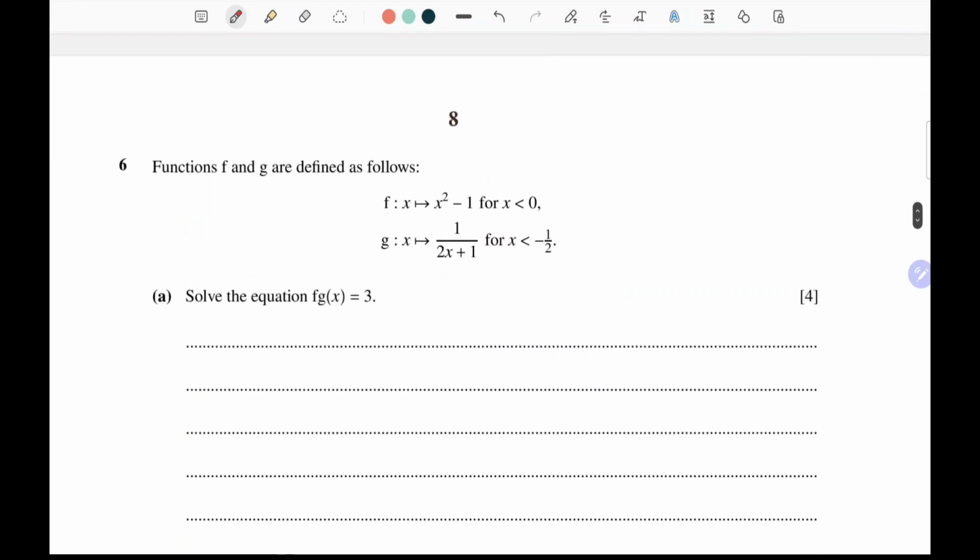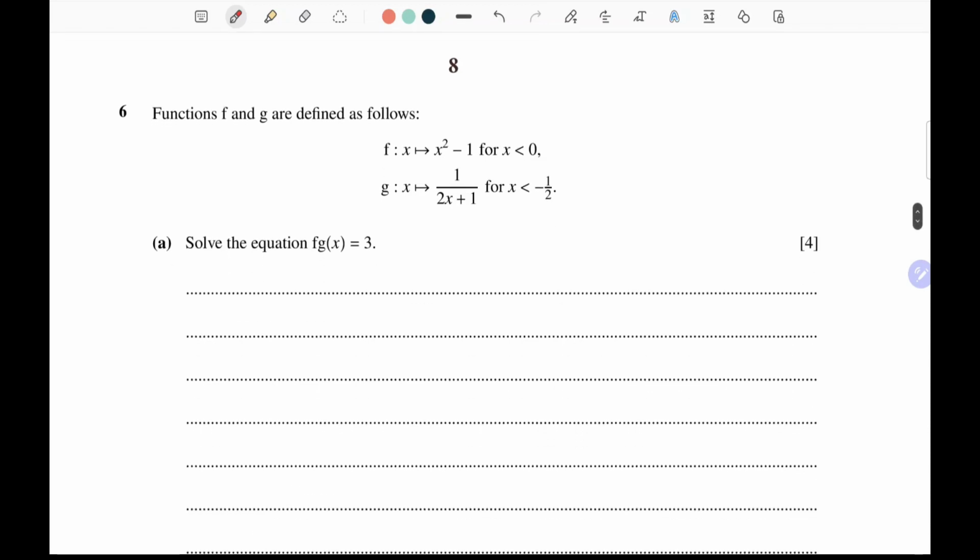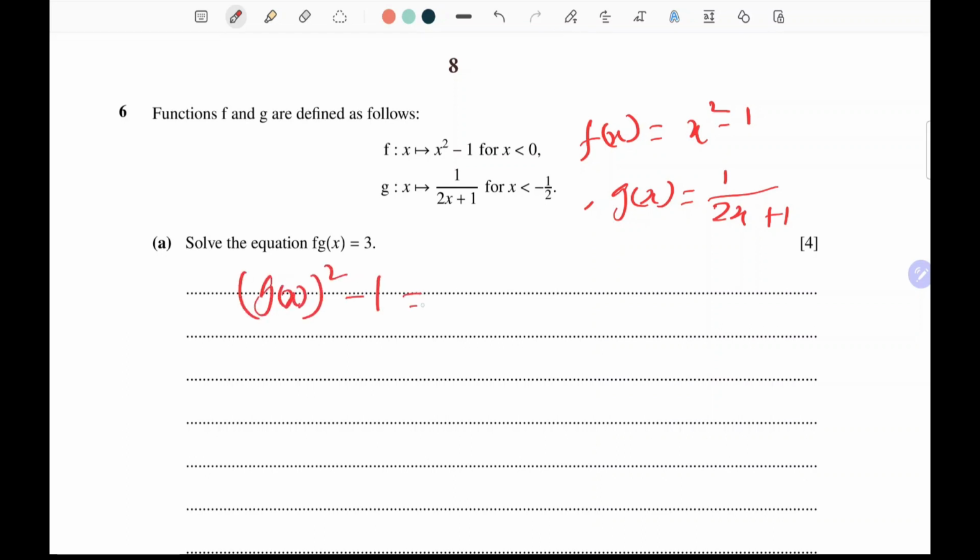Okay, functions f and g are defined. Okay, f(x) and g(x) we have. Now f(g(x)) = 3. So it's again a very simple question. For f(g(x)), here we will write f(x) as x² − 1, and g(x) is 1/(2x + 1). So for f(g(x)), put x as g(x) here. So we will get (g(x))² − 1 = 3, and g(x) is 1/(2x + 1), so the square is 3 + 1, which is 4.